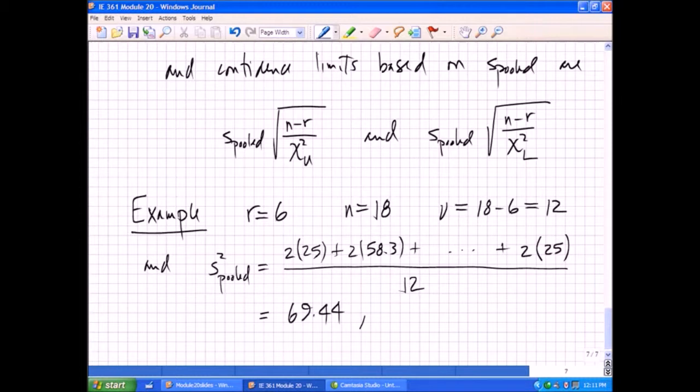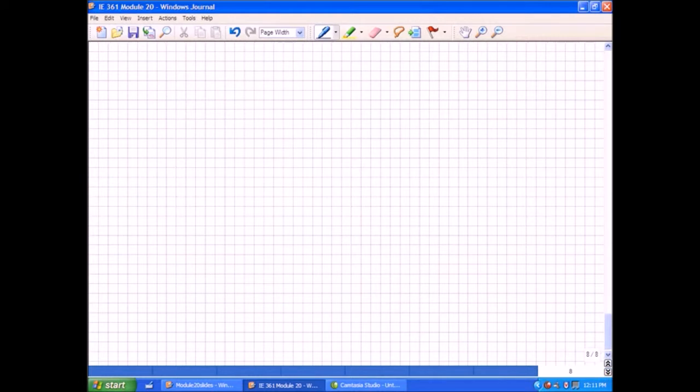69.44, and that's in units of microamps squared, so that the pooled S is the square root of that 69.44. That's about 8.3, where the units are now the original units of microamps. This number is a single number estimate then of the variability in current requirement associated with any fixed tube type.